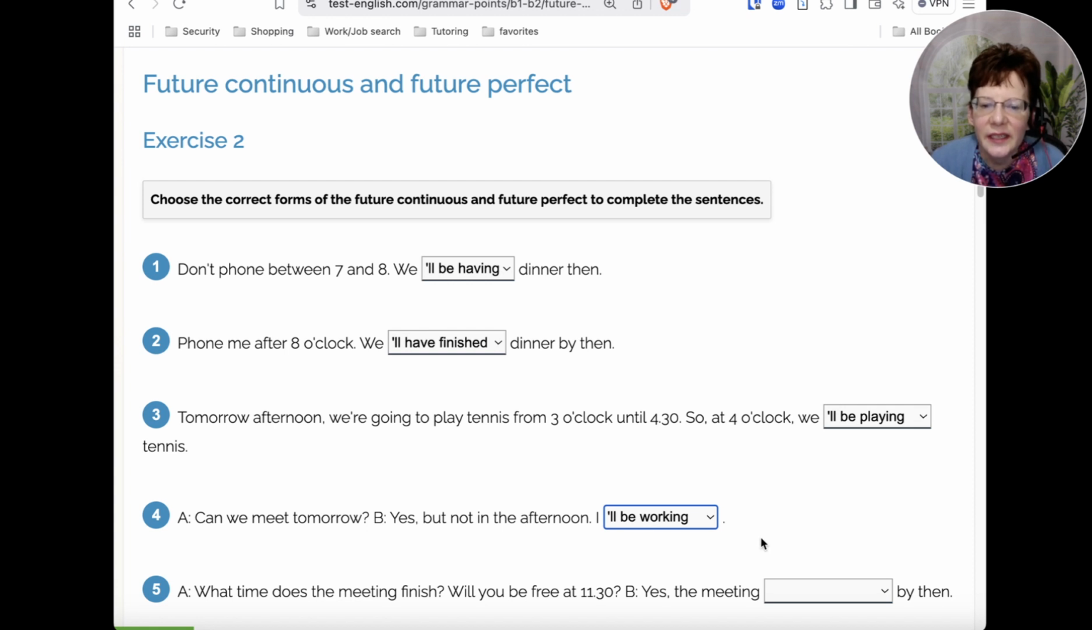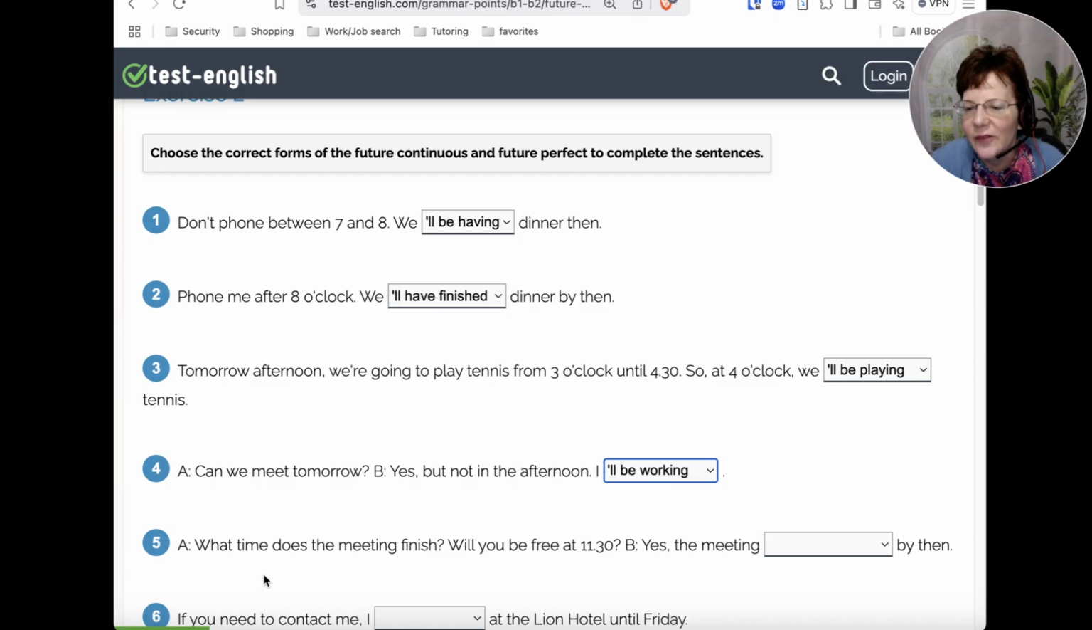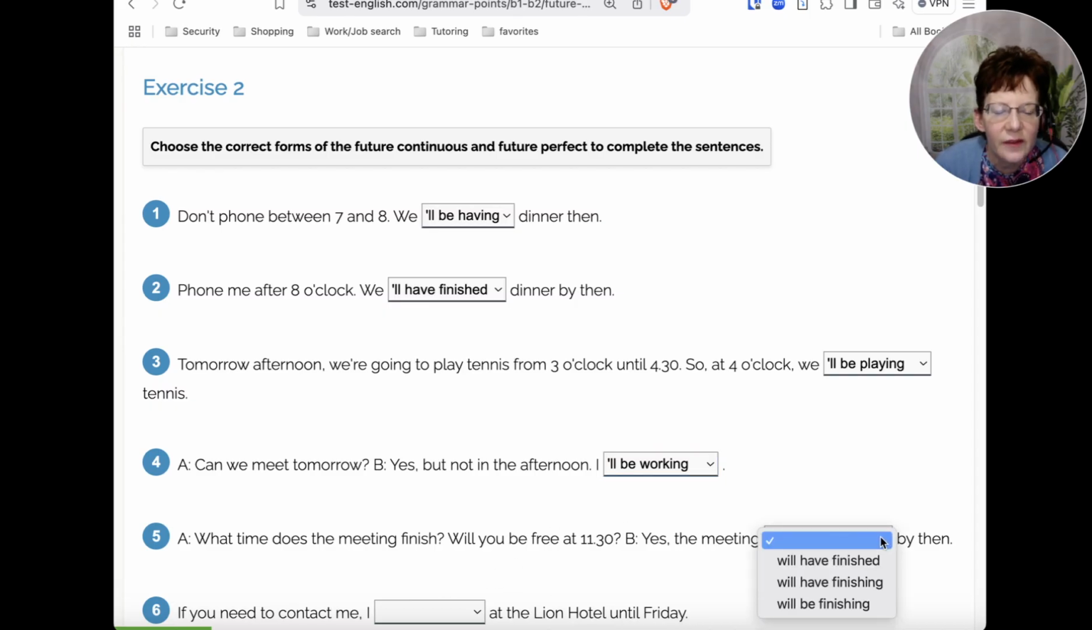All right. Want to do one more? Okay. 5. What time does the meeting finish? Will you be free at 11:30? Yes, the meeting by then. Okay. So, will have finished, will have finishing, or will be finishing.